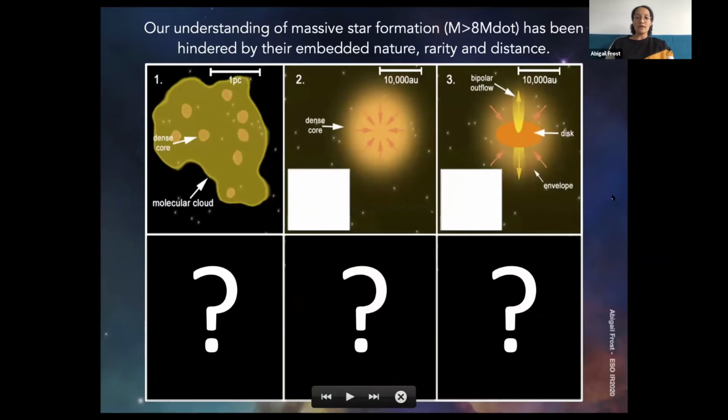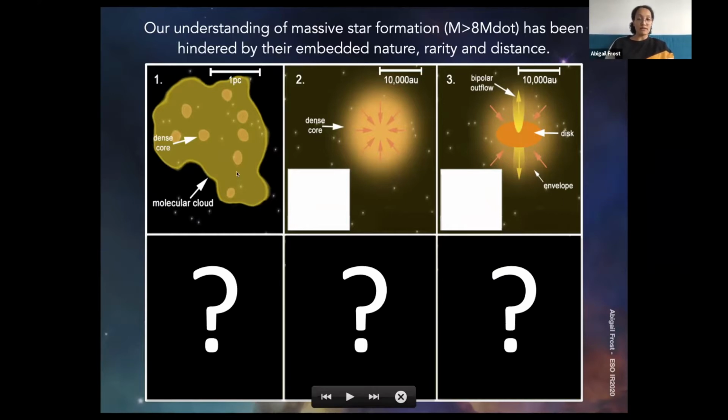However, for high mass star formation, that is for stars that have initial masses of greater than 8 solar masses, our picture of this formation process is much less well understood. And this is due to the additional observational limitations associated with studying massive young stars. They are deeply embedded in nature. They tend to be rarer than low mass stars, and also tend to be more distant than low mass stars, which has made them more difficult to study. In particular, the later stages of the massive star formation process are yet to be constrained.